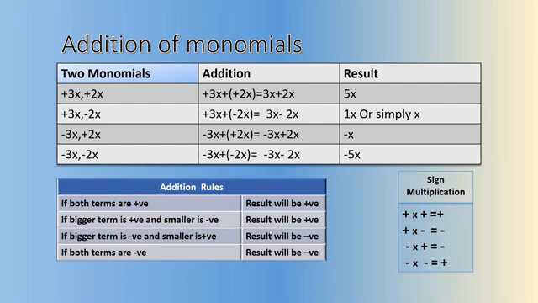So here remember these addition rules. When both the terms are positive, the result will be positive. When both are negative, the result will be negative. When the bigger term is positive, the result is positive. And when the bigger term is negative, the result will be negative.